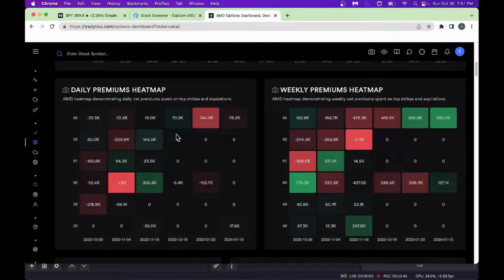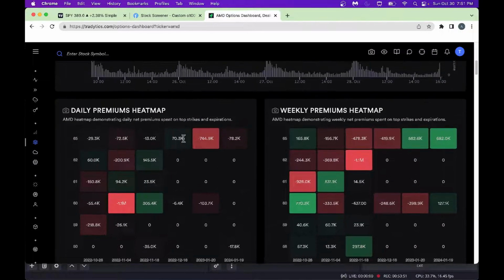So then you got your weekly premium heat map here. You can see where folks are putting money here. Look at 62, there is a nice 145k here. And then you got here a 65, there's a nice bear premium sitting there acting as a resistance level. And look, we got at 60 here, we got some bear premium, but some good bull premium also. Looks like more bearish at 60 here. You get some good idea about daily premiums heat map here and weekly premium heat map also.